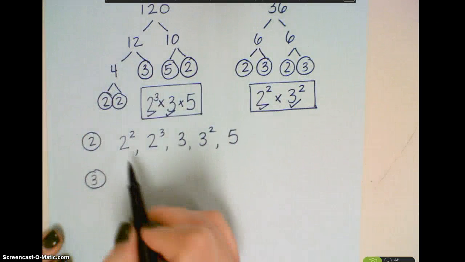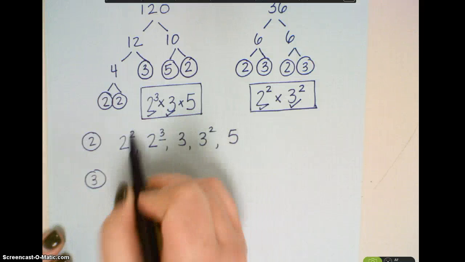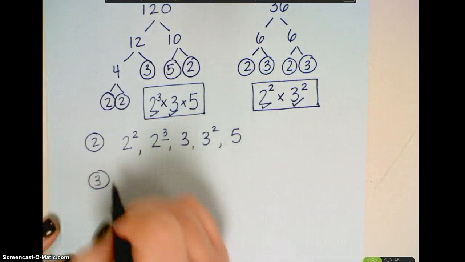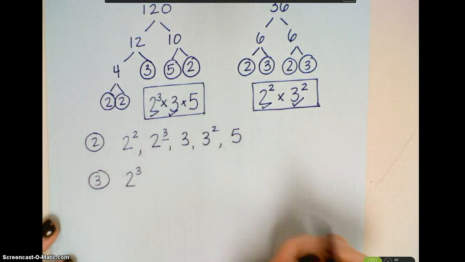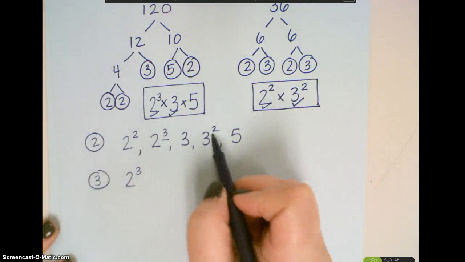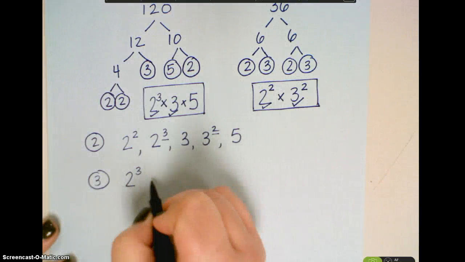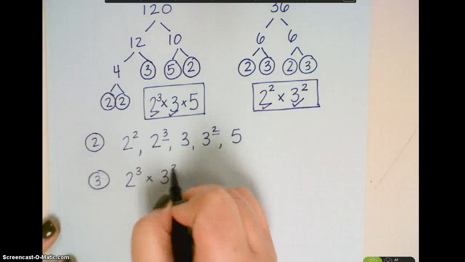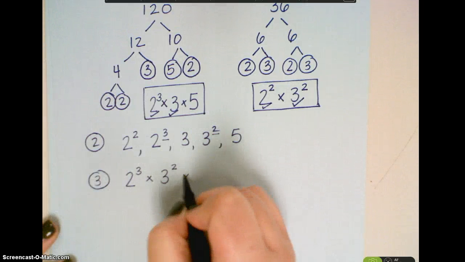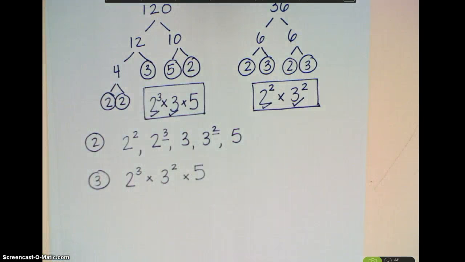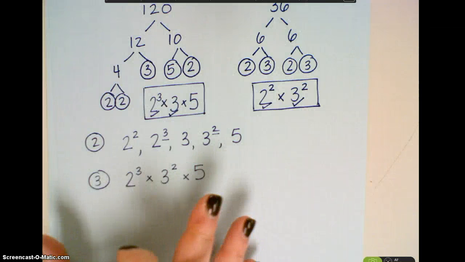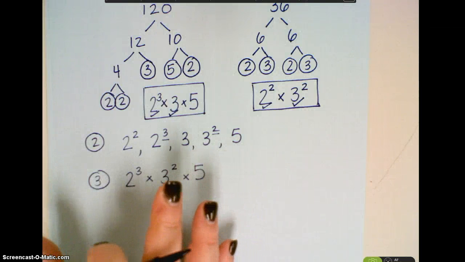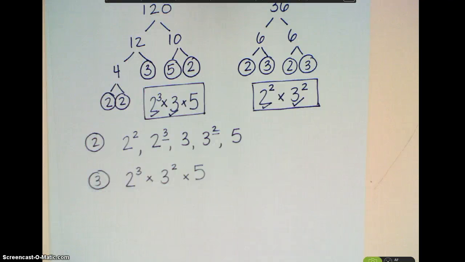So I'm going to look at my 2's, and 2 to the third power is larger than 2 to the second power, so I'm going to take that one, 2 to the third power. I'm also going to take 3 to the second power because it's bigger than 3. And then 5 is alone, so I just take 5. So these are the numbers I'm going to use to find my least common multiple. Sorry, not greatest common factor, my least common multiple.